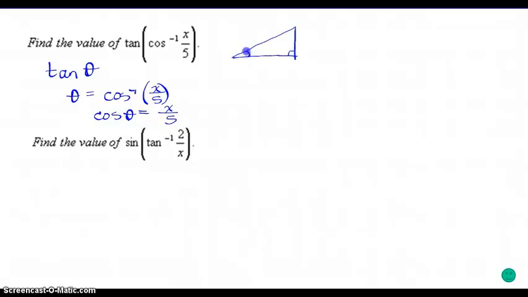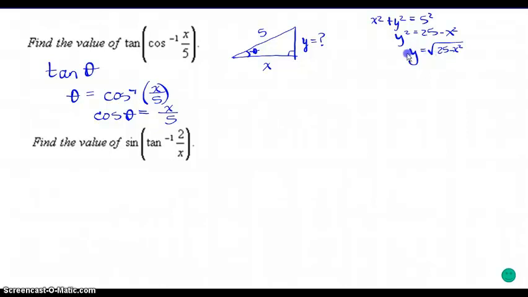Here's theta, and if the cosine of theta is x over 5, then I know adjacent was x, and I know the hypotenuse was 5. Now I don't know what y was, but I can find y in terms of x, because it has to be true that x squared plus y squared equals 5 squared. So y squared has to equal 25 minus x squared, and there is y in terms of x.